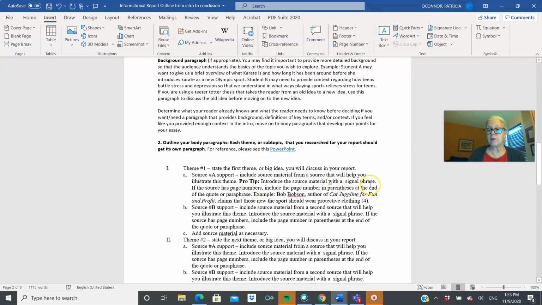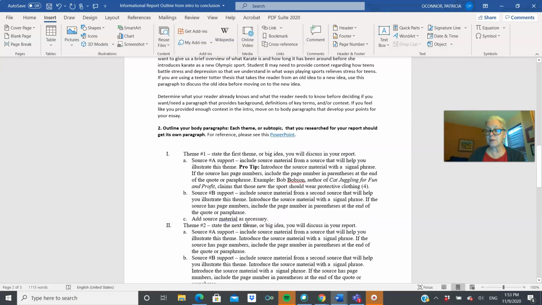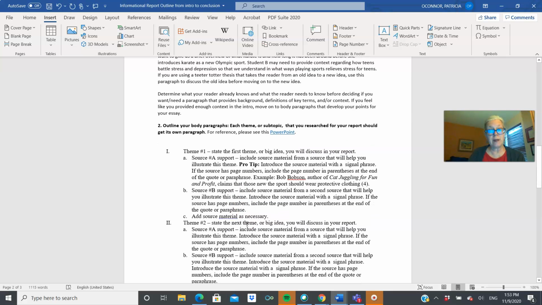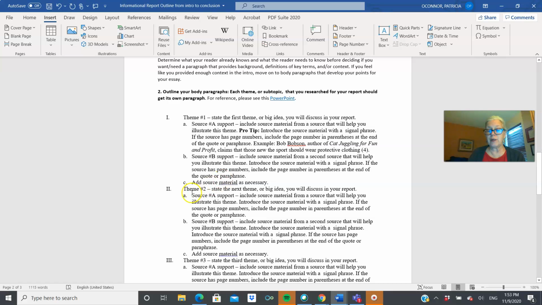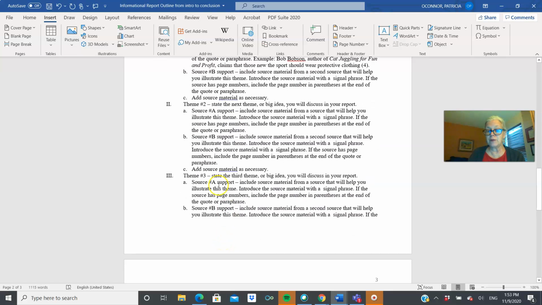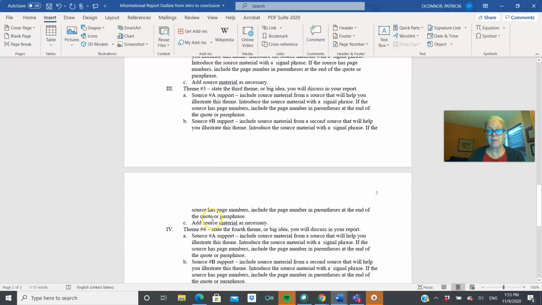Introduce the source material with a signal phrase, just as you've been practicing in the they say, I say, practice theme exercises. If the source has a page number or a paragraph, include it. And you're going to do that for each of your sources. That will save you loads of time and loads of worry, and you'll have all your research right where you need it. You're going to do that for each of the themes that you're going to address in your essay. If you need more than one paragraph, that's okay.